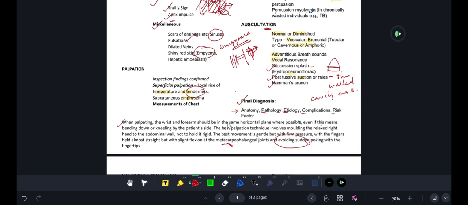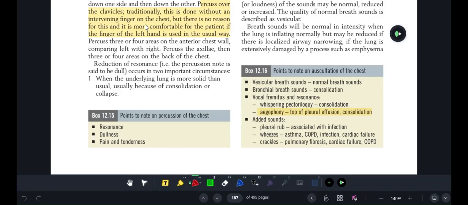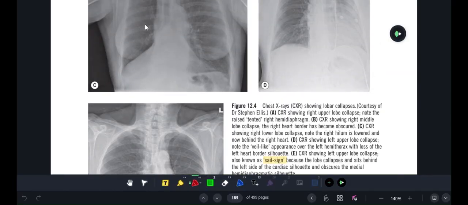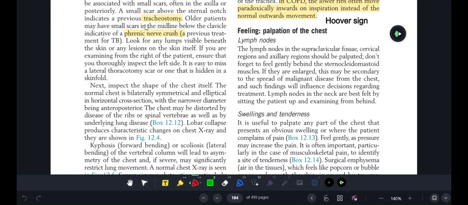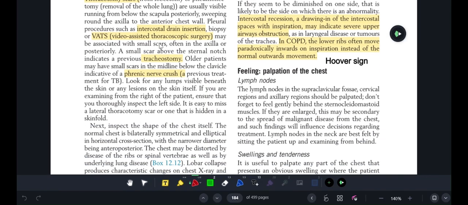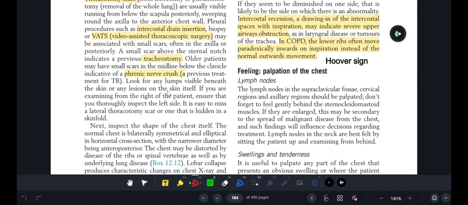Okay, so since we have completed our proforma, I want to quickly show you the highlighted portions of Hutchison. We have almost covered everything because I've brought all three things together, but still I want you to see a few things. When you inspect, we look for scars, for any tracheostomy scars. So what scars exactly have you looked for? That is what has been mentioned here.